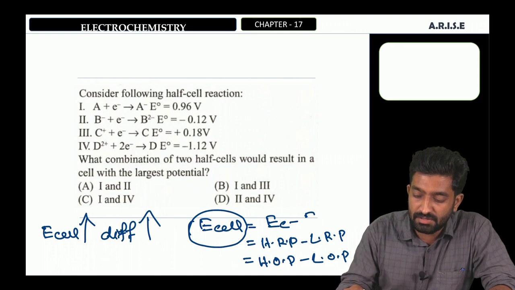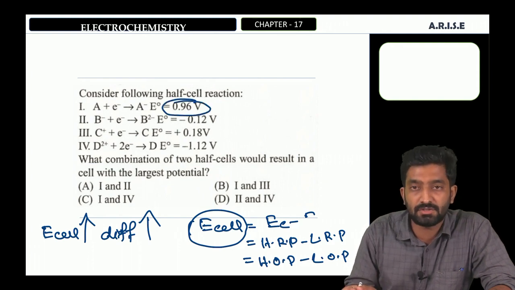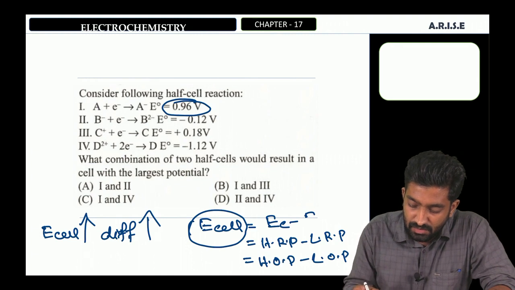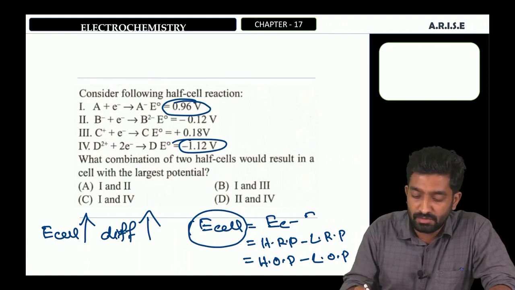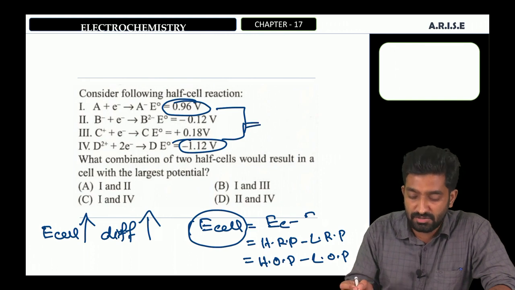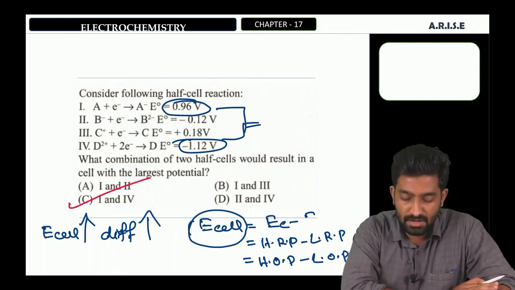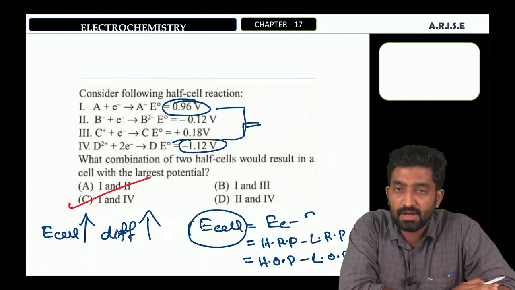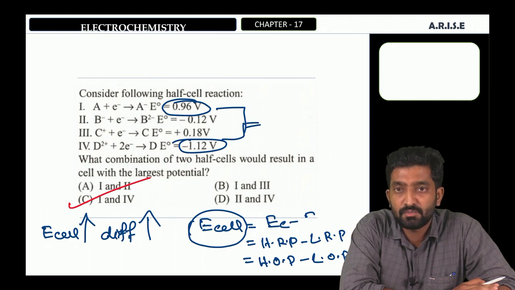Here you can see that the highest reduction potential is for the first element, that is 0.96, and the least reduction potential is for the fourth one, minus 1.12 volt. These two will give the highest difference in reduction potential. Therefore the cell potential is highest for this pair, that is 1 and 4. Our correct option is option C. The pair 1 and 4 will have the largest cell potential. Reason: this pair has the highest difference in reduction potential.